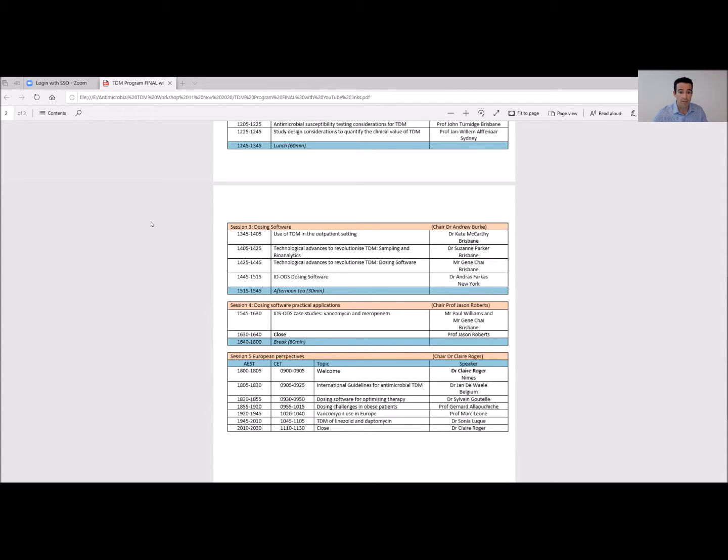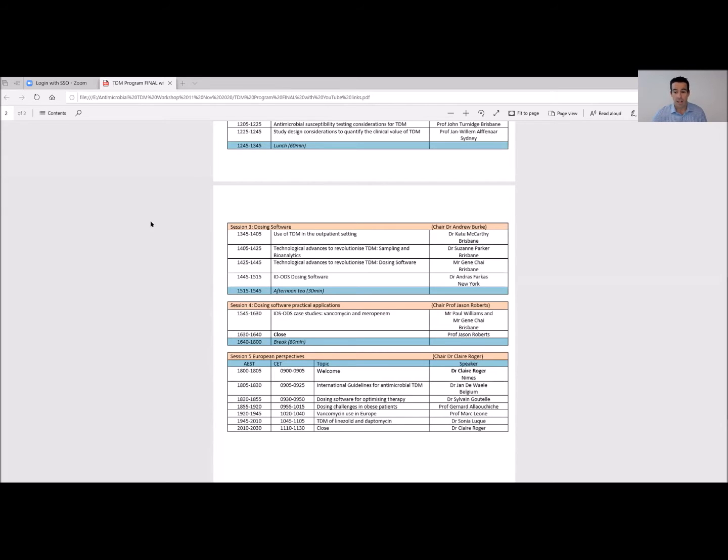And then after the afternoon tea break, there's going to be some case studies where we work through some examples of vancomycin and meropenem with that dosing software. And then after the dinner break, we hand over control to our friends in France and Dr. Claire Roger, who's an intensive care physician at CHU NIMS. She'll take control of the meeting from there, and you can see that we have some really quite eminent presenters from Europe as well contributing.